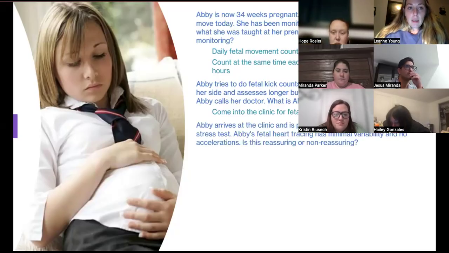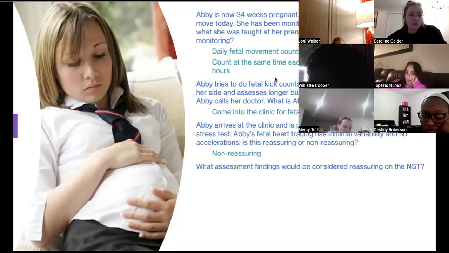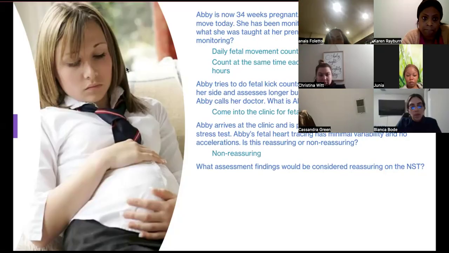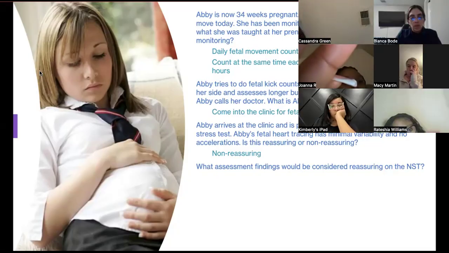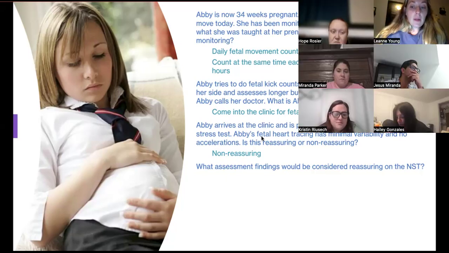She arrives at the clinic and is placed on the fetal monitor for a non-stress test. Abby's fetal heart tracing has minimal variability and no accelerations. Is this a reassuring or a non-reassuring stress test? Non-reassuring. Correct, non-reassuring. So what assessment findings would be considered reassuring on an NST? Like what would we want to see? You want moderate variability. Yep, we want to see moderate variability.